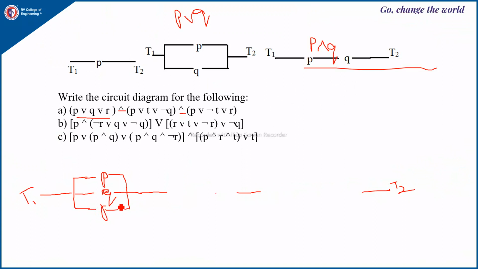This is the first AND expression. Next, again you have three expressions which are connected in parallel. So first is P, second is T, and third is negation of Q.